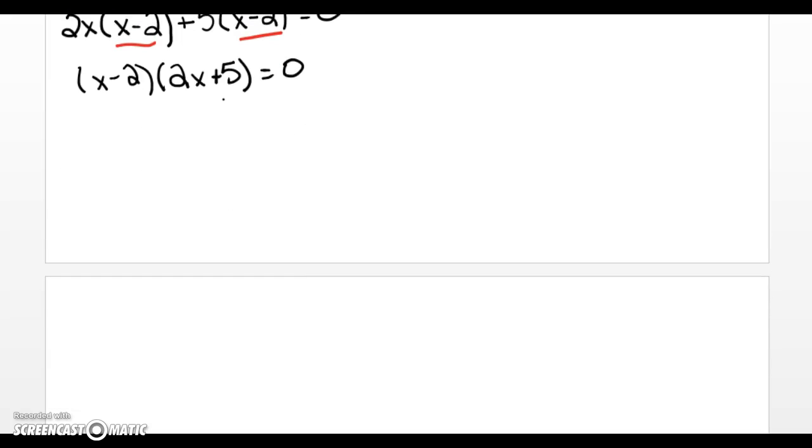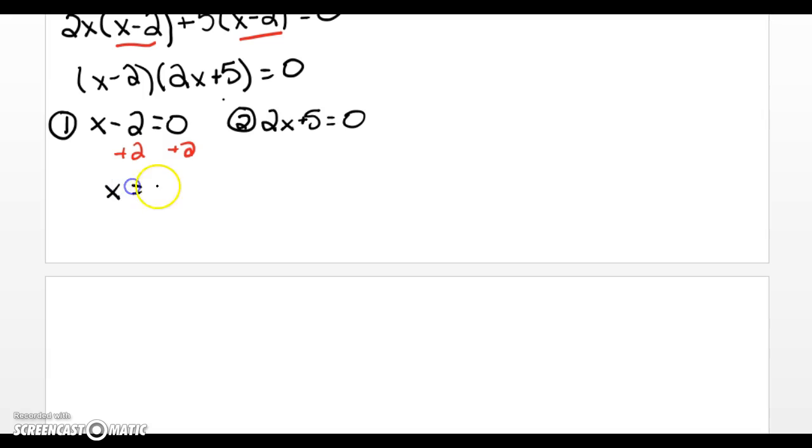From here, you take each of those factors and set them equal to 0. You've broken them down into the two factors. So you take your first one, x minus 2, and set it equal to 0, since our equation is equal to 0. Our second one is 2x plus 5 equal to 0. Then we solve for x on each side. Here we have x minus 2, so to get rid of the subtract 2, we add 2 to each side.